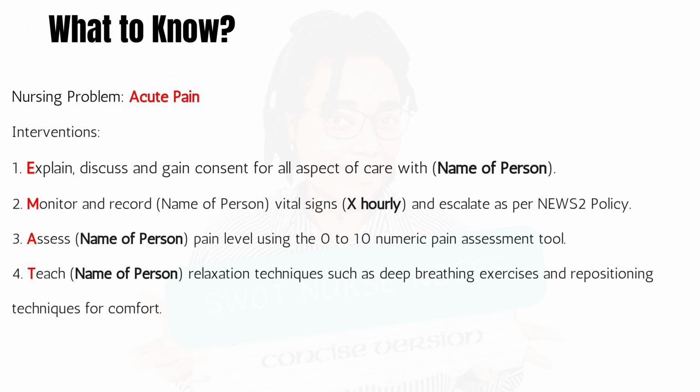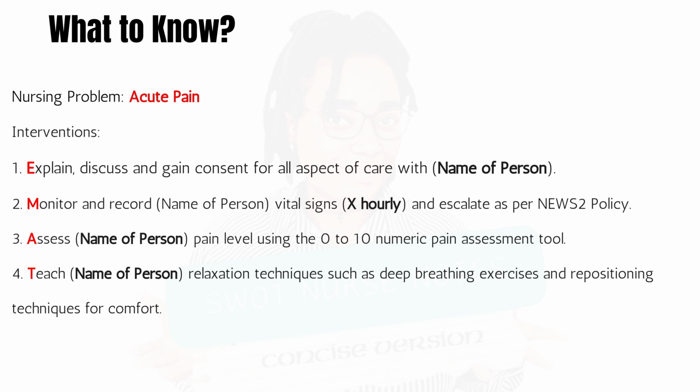Here is an example of nursing interventions for the nursing problem, acute pain. 1. Explain, discuss, and gain consent for all aspects of care. Remember to write the name of the client or patient on the care plan. Care plans should be easily identified as to who it belongs to.